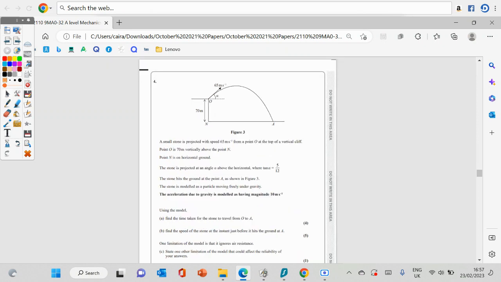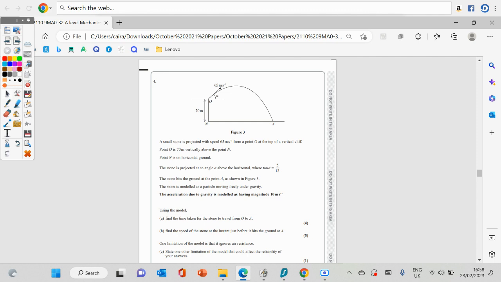Okay, we've got a projectiles question. Let's have a look at it. A small stone is projected with speed 65 meters per second from a point O at the top of a vertical cliff. Point O is 70 meters vertically above the point N. Point N is on horizontal ground. The stone is projected at an angle alpha above the horizontal, where tan alpha is 5/12. The stone hits the ground at a point A as shown in figure 3. The stone is modelled as a particle moving freely under gravity. The acceleration due to gravity is modelled as having magnitude 10 meters per second squared. Remember, if we are told otherwise to use g, we will use it here. Find the time taken for the stone to travel from O to A.